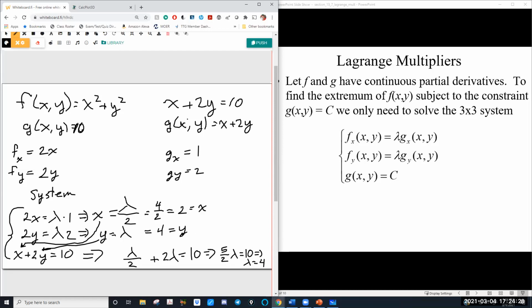So what this tells me is that the optimal value, the one that's going to minimize this function subject to our constraint, is going to happen at the point (2, 4) with a lambda of 4. And now to get the minimum value, I'm going to plug it into our function. F of (2, 4) is 2 squared plus 4 squared, which is 20.